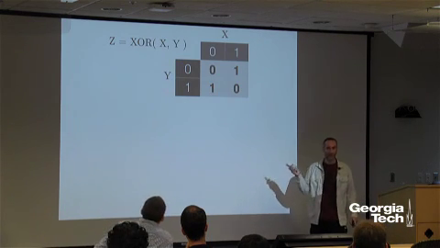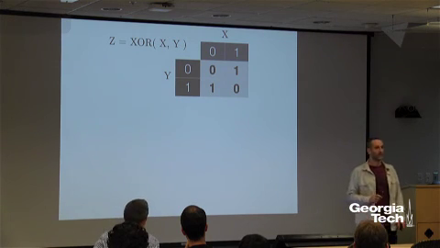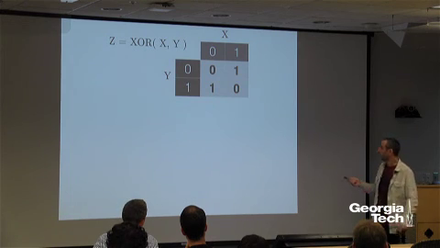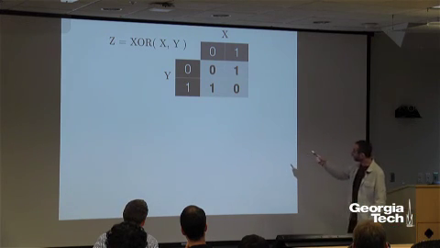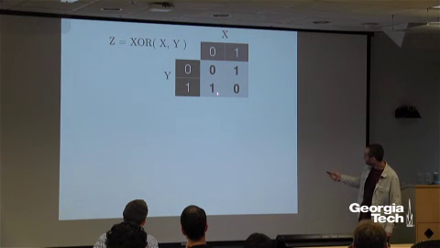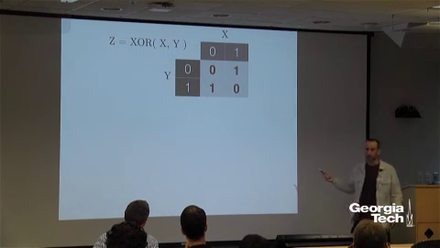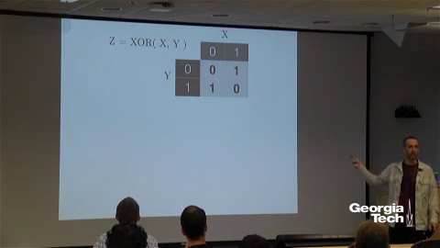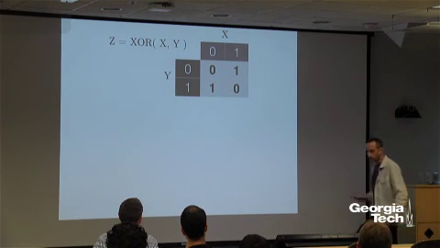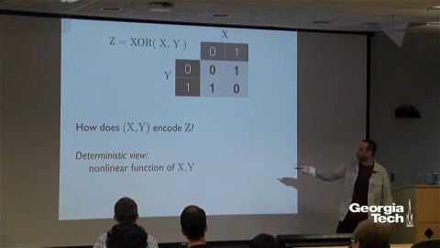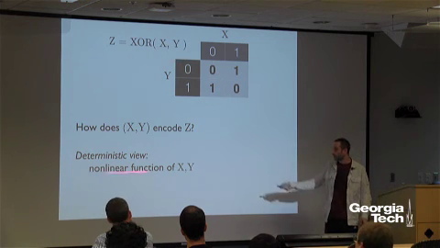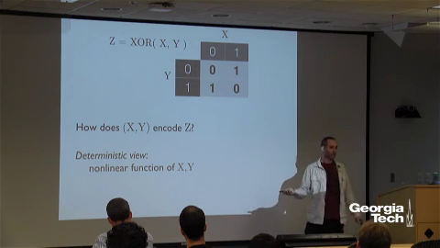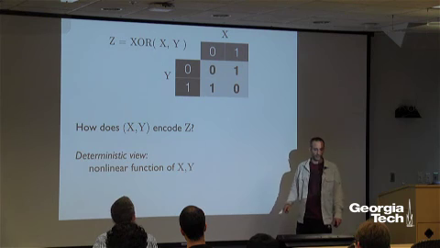So here's another classic task that requires nonlinear computation. In fact, this task killed perceptrons for like 30 years. It's the XOR problem. The XOR problem, you have to give a 1 if you have X or Y being true, but not both. Now, we want to understand how do X and Y together encode Z. And the usual view is a kind of deterministic view. You have your X, you have your Y. You take a nonlinear function of X and Y, and then that will give you your answer.